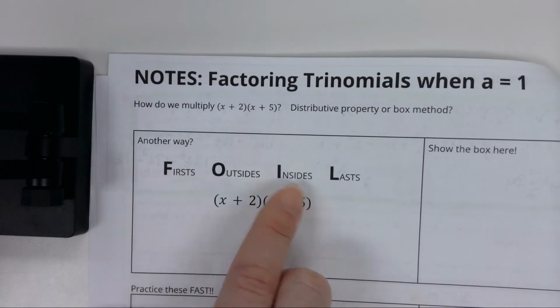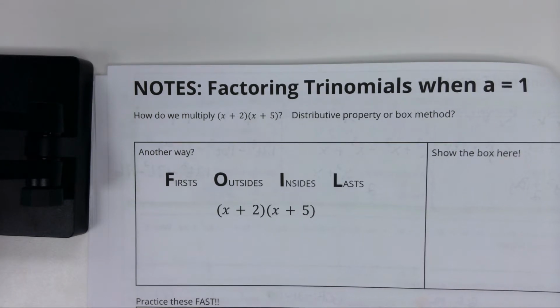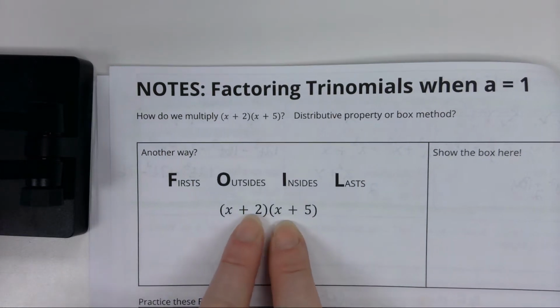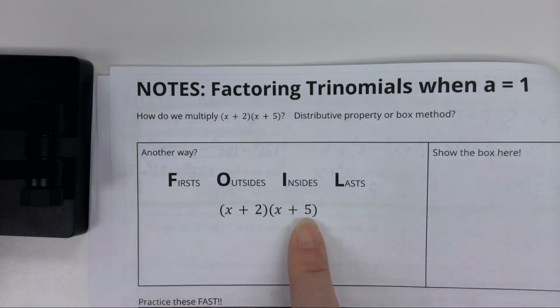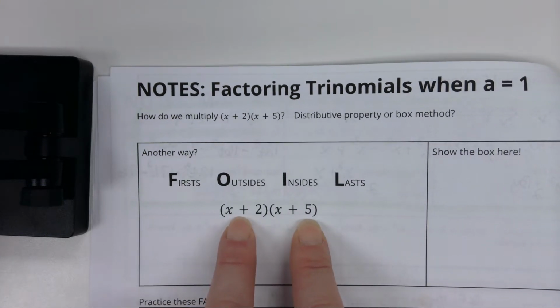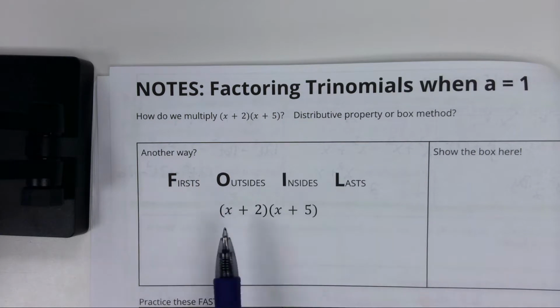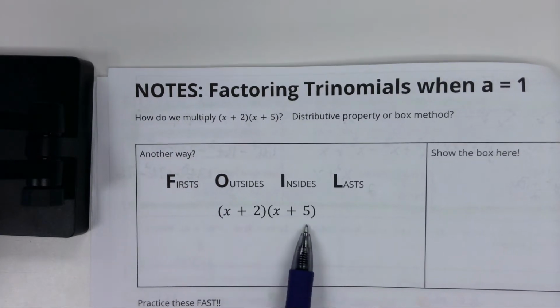Outsides, insides, lasts. Okay, so are y'all on this page? No. Okay. So there's two parentheses. This is a little bit going back to reviewing multiplication, Shane. So kind of reviewing some multiplication of polynomials. I showed you could do a box, right? Or I said you could do distributive property. And distributive property means you multiply everything in here by everything in here.